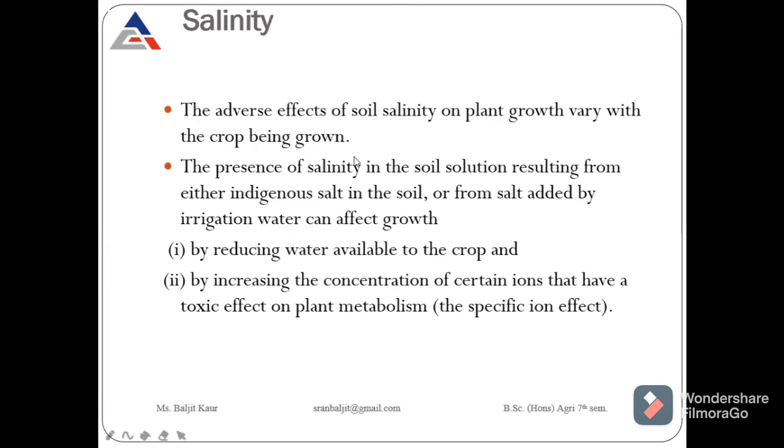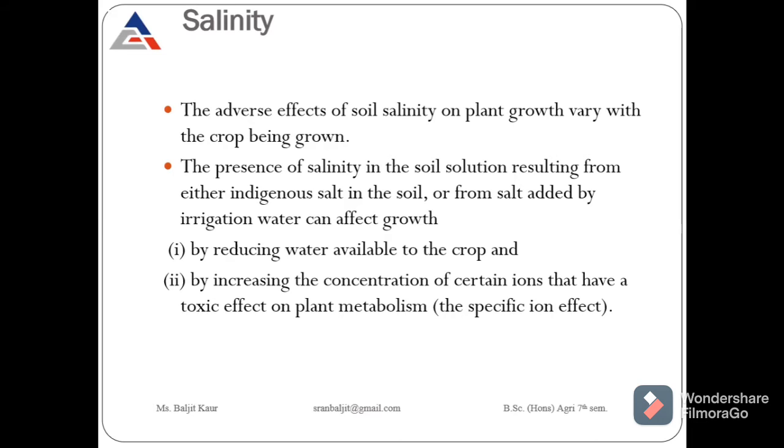Now there are some problems in the soils like salinity or sodicity. Salinity means some soils have more salt concentration and they are saline in nature and they adversely affect the plant growth, right? The adverse effects of soil salinity on plant growth vary with the crop being grown. Some of the crops are very sensitive to saline conditions, some of the crops are tolerant to them. Salinity is present in the soil solution resulting from the indigenous salt in the soil or from the salt added by the irrigation water, right?